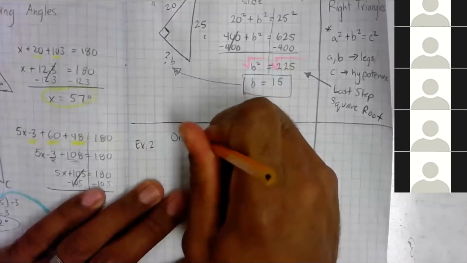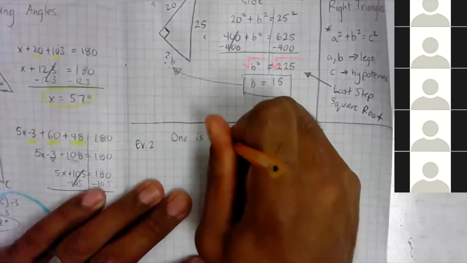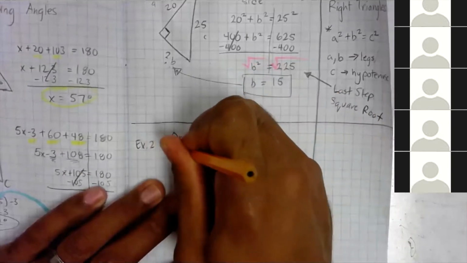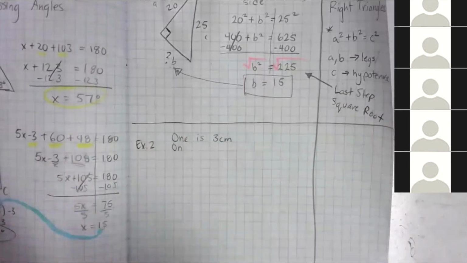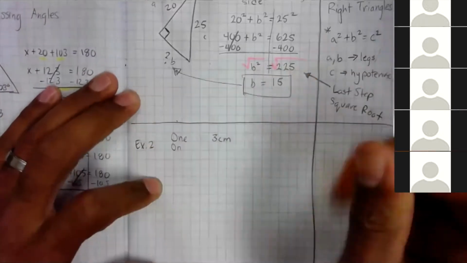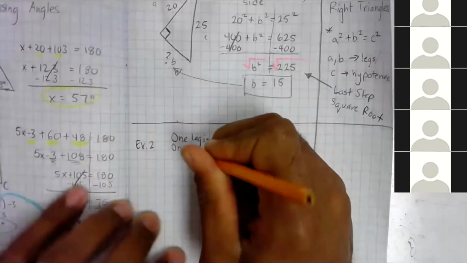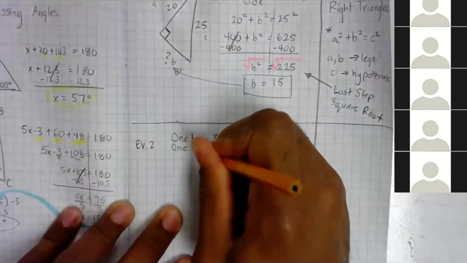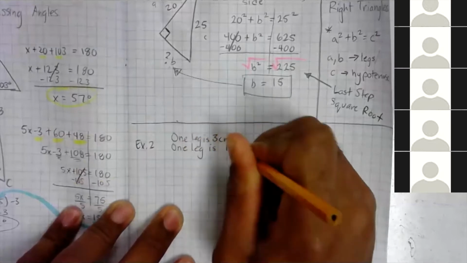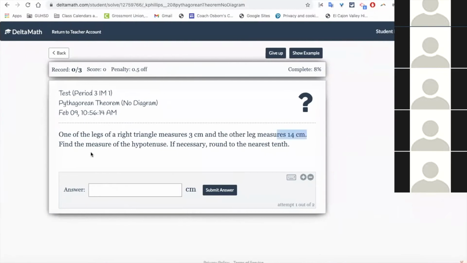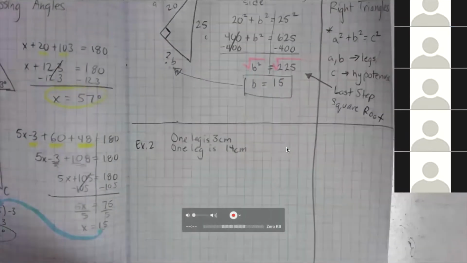So we'll say one leg is 3 centimeters. Sorry, I meant to put leg there. One leg is, and one leg is 14 centimeters. All right. And then the last piece of information says find the measure of the hypotenuse. If necessary, round to the nearest tenth. So we may have to round it off.